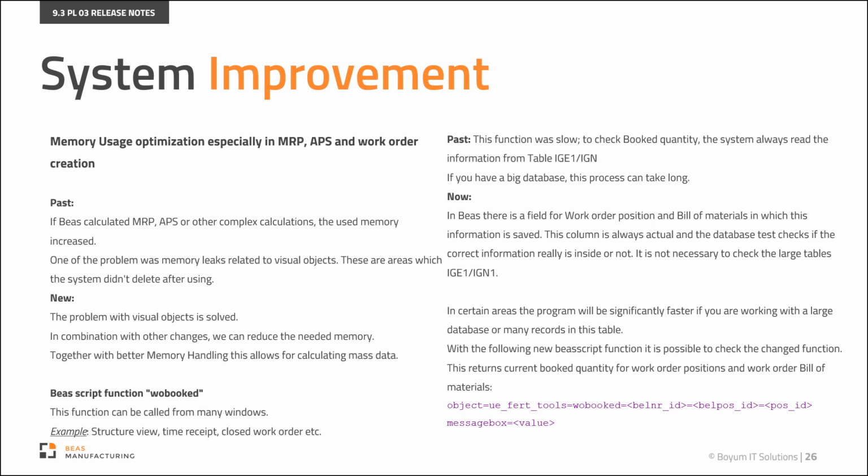In certain areas, the program will be significantly faster if you're working with a large database or many records in this table. With the following new Beas script function, it is possible to check the change function. This returns current booked quantity for work order positions and work order bill of materials.